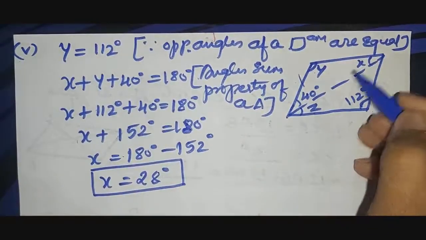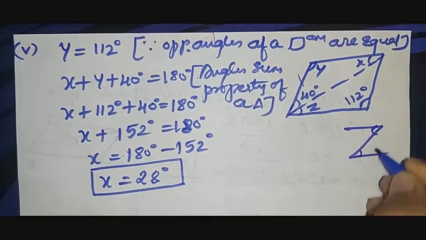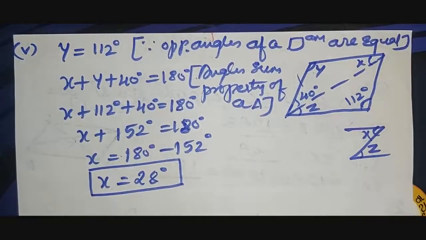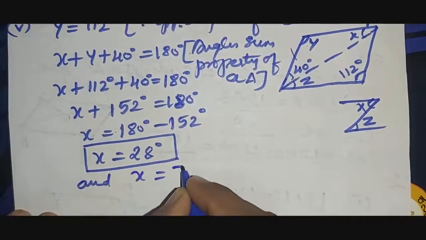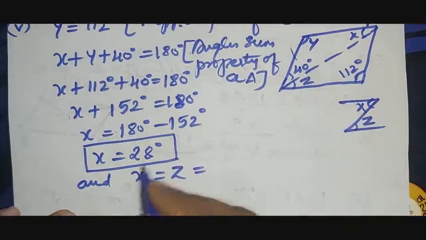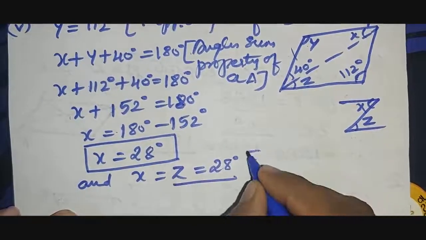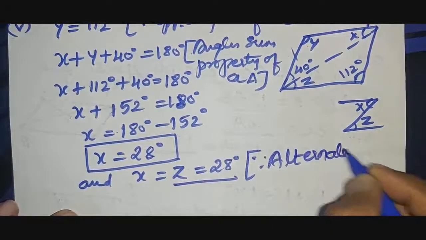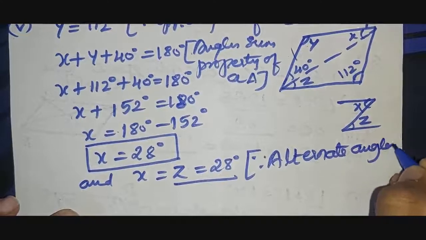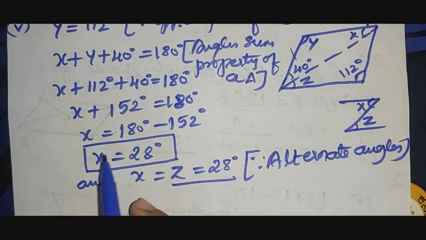Now here z is equal to x because of alternate angles. See here, x is equal to z, that is 28 degrees because of alternate angles. Therefore, these are the values of x, y and z.